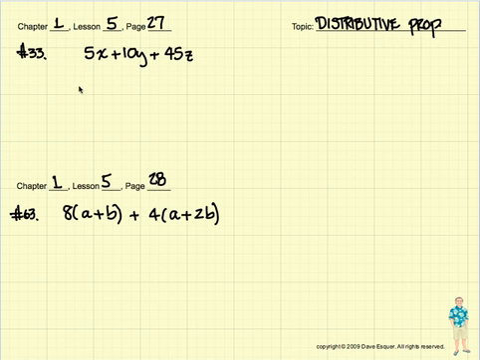Let's start off with number 33. Number 33, I believe, says factor. Let's see what it says. And then check by multiplying. So let's look at a 5. Let's look at our 10 and let's look at our 45 and see if we can find things that perhaps are common.